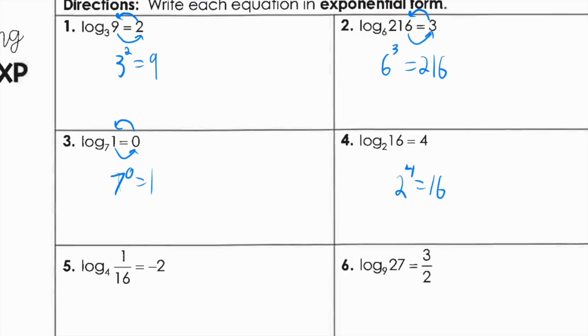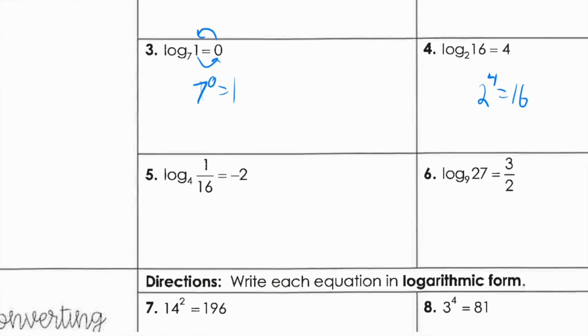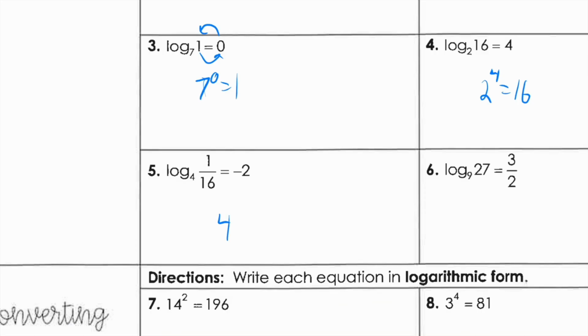You'll notice that for each of these. Number 5 is 4 to the power of negative 2 equals 1 over 16. Quick reminder that negative exponents just tell you to reciprocate it. So 4 squared is 16. With a negative exponent, it makes it 1 over 16.